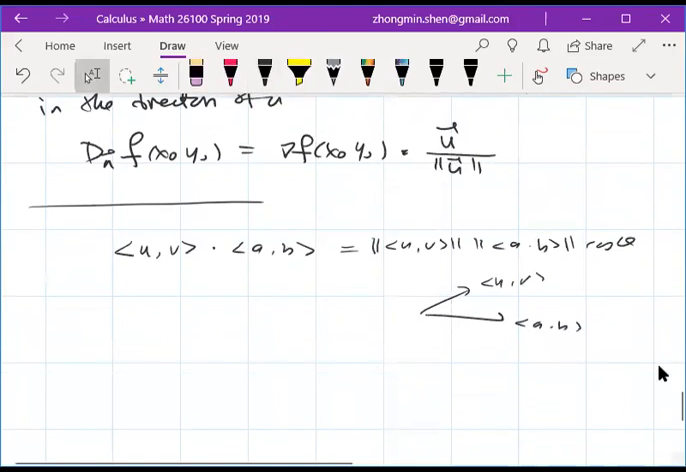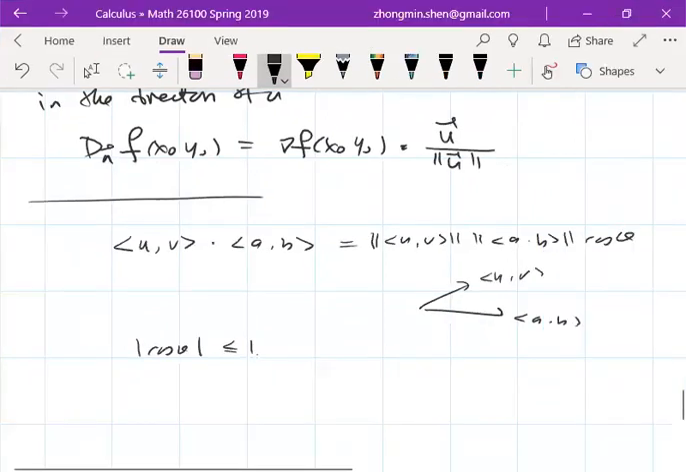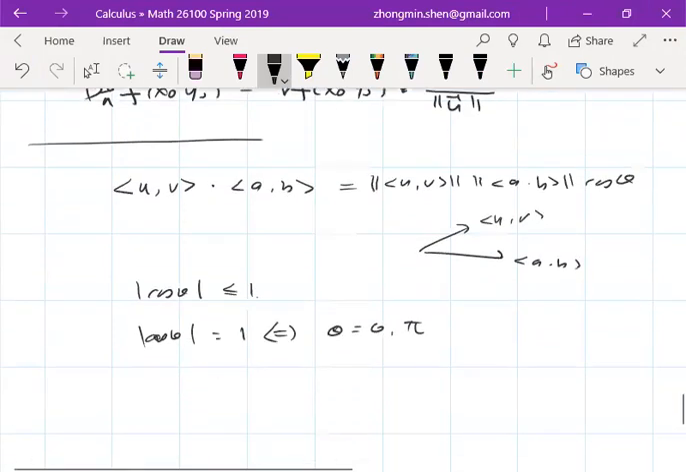Now we know the absolute value of cosine theta is less than or equal to 1, right? And the equality holds if and only if theta equals 0 or pi, right? So either the same direction or the opposite direction.